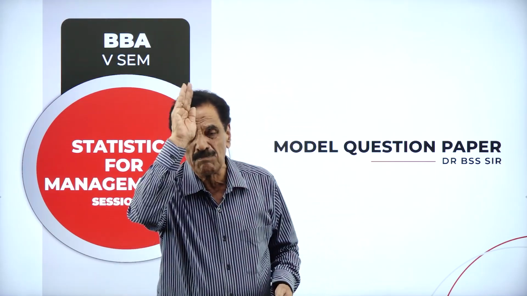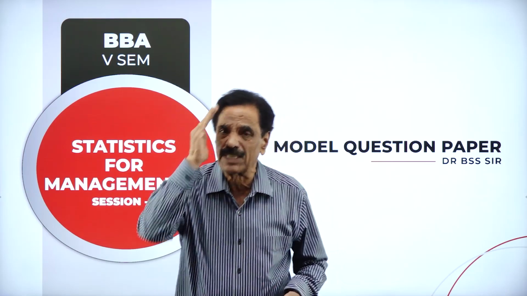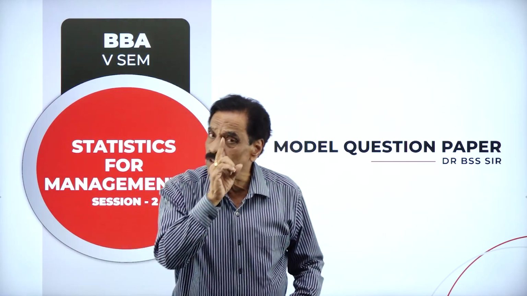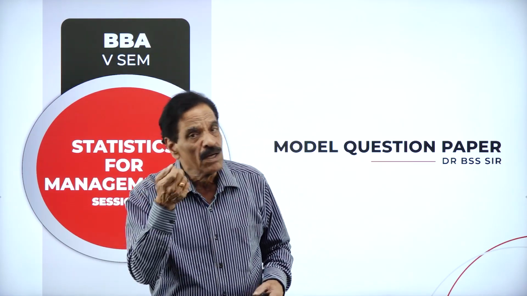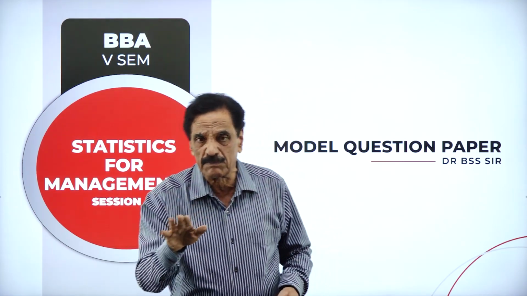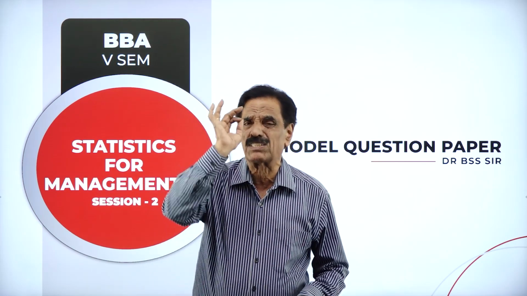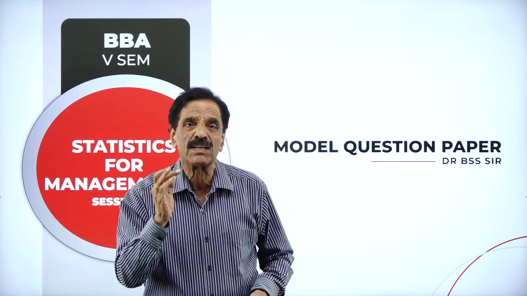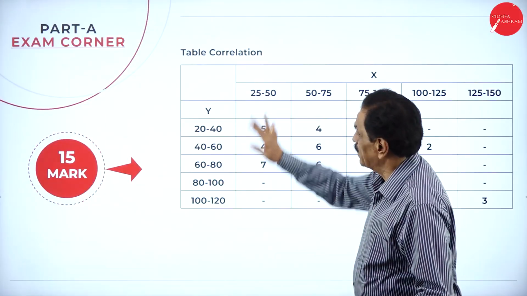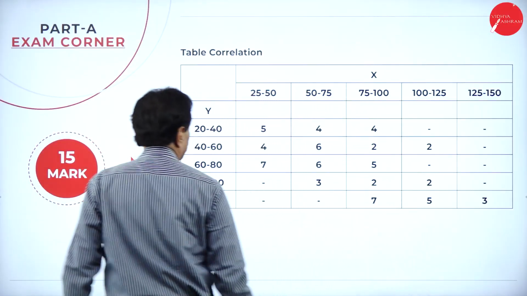So in session A, we have to discuss which types of questions will come. One is mean, median and mode. Then we have the coefficient of skewness, maybe Bowley's method or Karl Pearson method. Then table correlation, which is most important here. Now we are going to discuss this table correlation today. So this is a table correlation for 15 marks.